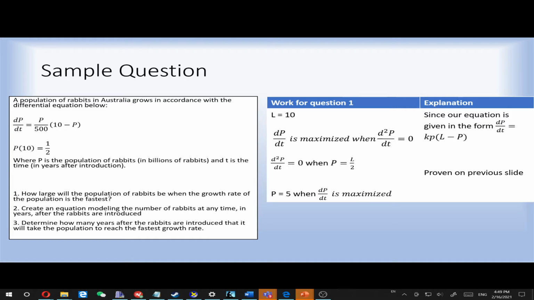Okay, so the first one, I want to know how large the population of rabbits will be when the growth rate is the fastest. To answer that, we need to figure out what the maximum population would be. Taking a look at our first derivative here, when our slope is 0, I will either be at the lowest or the maximized population. So what two P-values give me a slope of 0 right now?